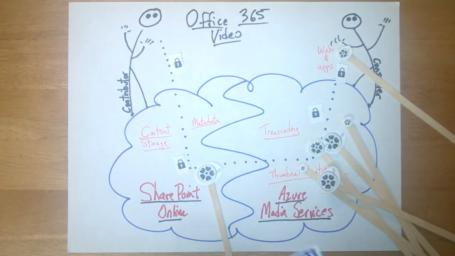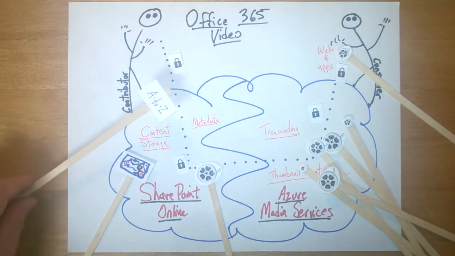And a few additional things here: when we send that video file over into Azure Media Services, one thing we get from Azure Media Services is a thumbnailing service. That thumbnail is going to be generated and sent back to SharePoint Online and stored as metadata. And then as you start to fill out the title, description, and whatnot about the video, that also is going to be stored in SharePoint Online.